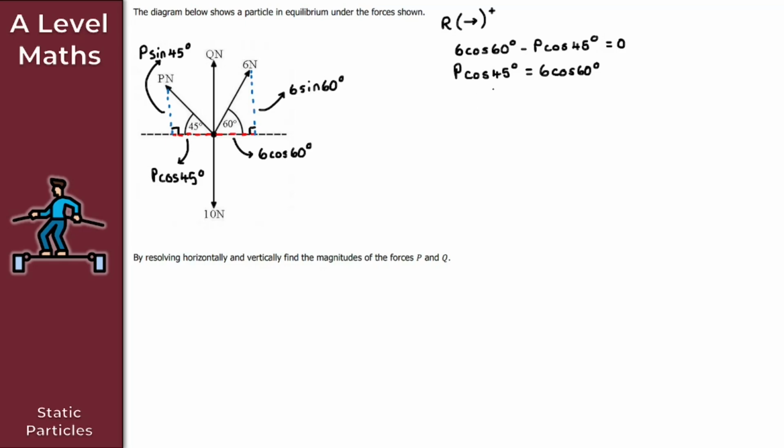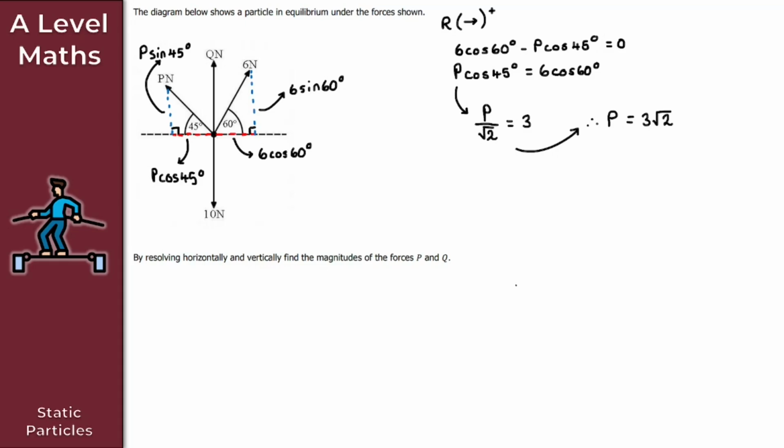So I've got P times by 1 over root 2. So I get P over root 2 here, and that is equal to 6 cos of 60 degrees. Well, cos of 60 degrees is a half. So 6 times by a half here is 3. So in that case, for P, it would simply be 3 root 2 here. Just times in both sides by root 2, right? I get P is equal to 3 root 2 there.